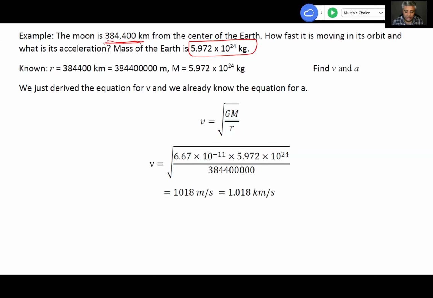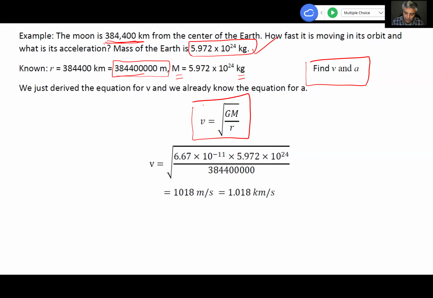The radius is given in kilometers, but for that formula, we need it in meters. And the mass of the Earth has to be in kilograms, which it already is. That's good. So it says find v and a. For the speed, we can just use this formula, since mass is given, r is given, and we already know the value of this uppercase G. We can just plug in and calculate. That's going to be in meters per second, and in kilometers per second, it is about 1 kilometer per second.